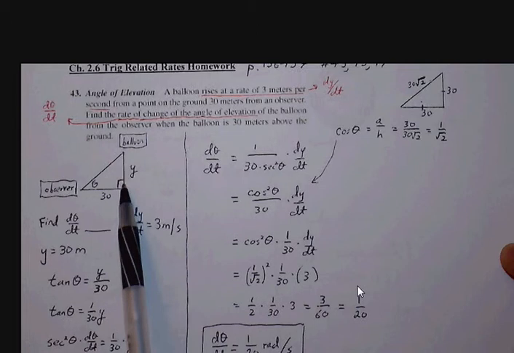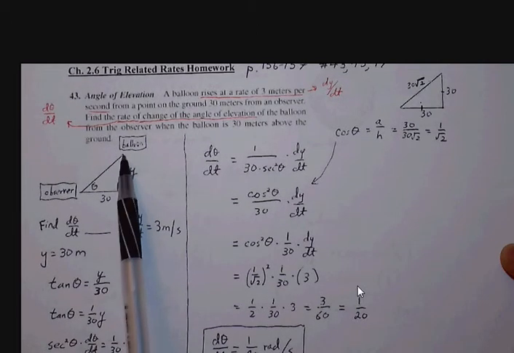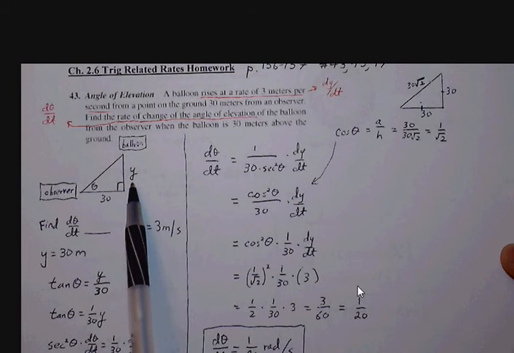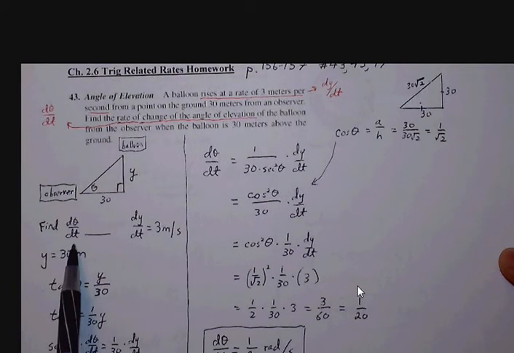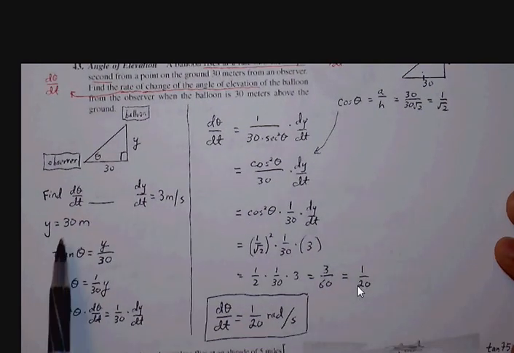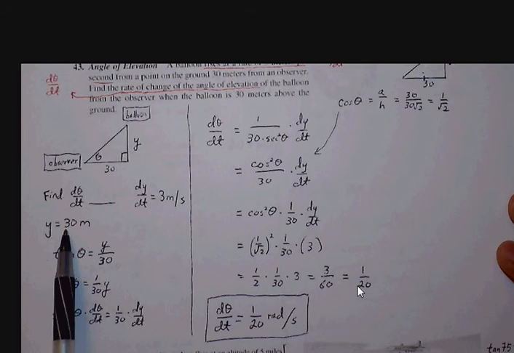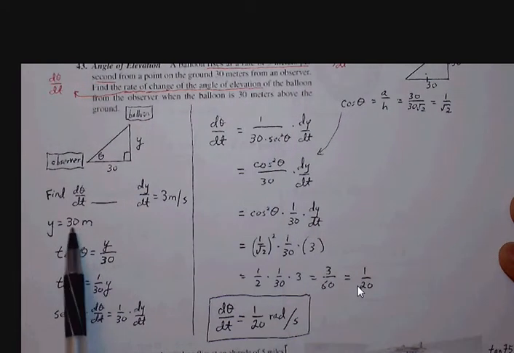Notice that your y is changing, and y is going to be increasing over time, so we know that dy dt will have to be a positive value. Okay, d theta dt we're looking for, dy dt is positive, 3 meters per second. Then it says when the balloon is 30 meters above ground. So at this moment in time, the y value is 30 meters.